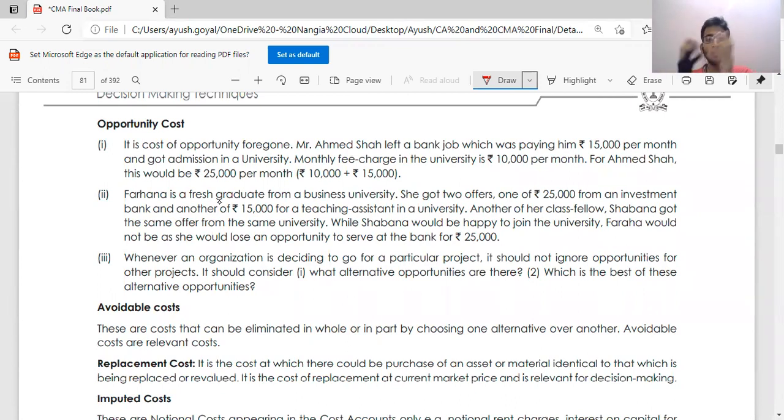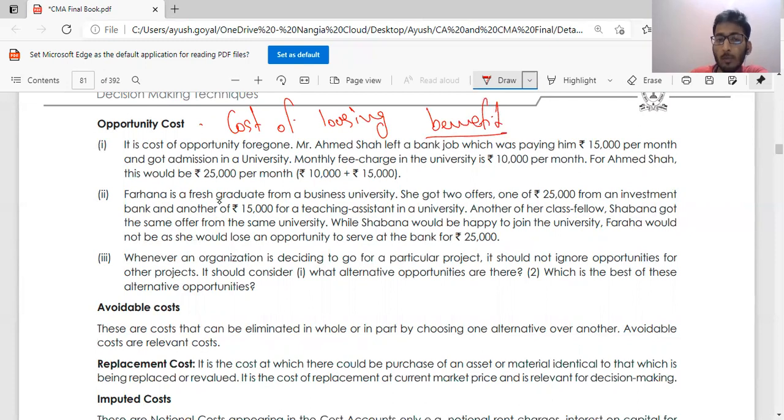Now, these are some of the concepts which are given. So let's read the concepts. Okay, so opportunity cost. What is opportunity cost? Basically, opportunity cost is the cost of losing benefit. This thing we will understand in depth when we do questions. But let me make you understand one thing once over here.